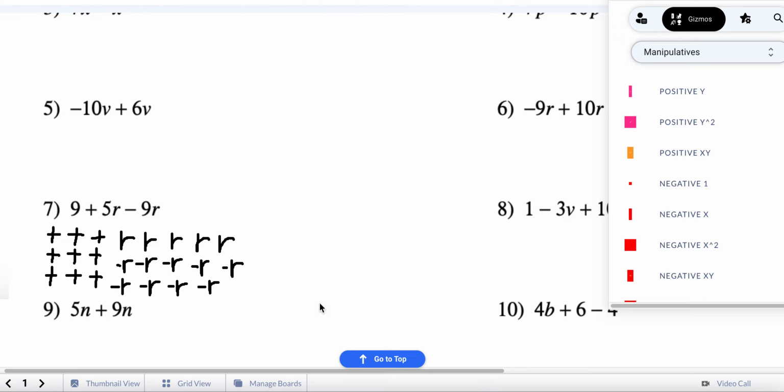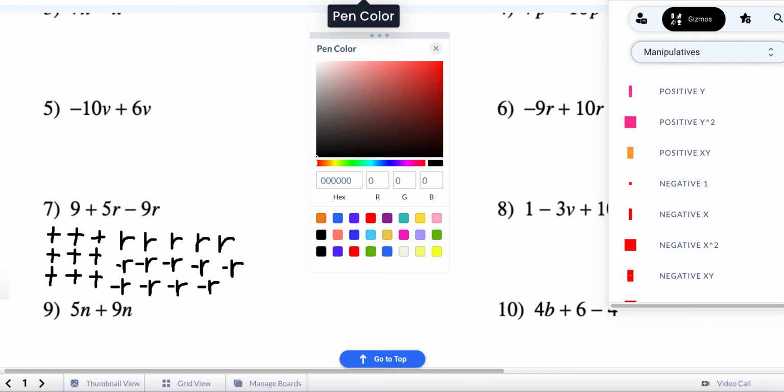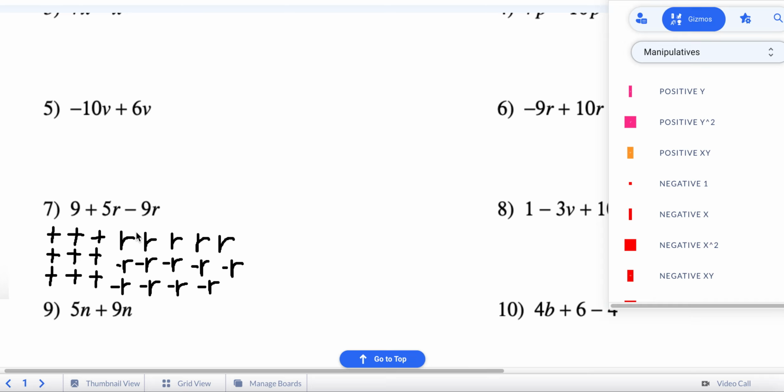So now we are going to combine like terms. And the only thing that is alike are the variables. We have positive and negative. So remember, opposites cancel each other out. So we're going to start canceling some, and I'm going to change the color so you can see. I'm going to use blue. So I have this positive cancels with this negative. So that's gone. Then I had another positive with another negative, another positive with another negative, another positive with another negative, and another positive with another negative. And now we are done.